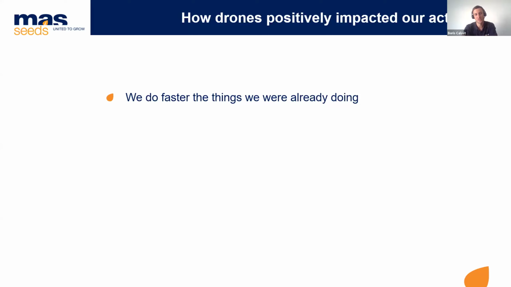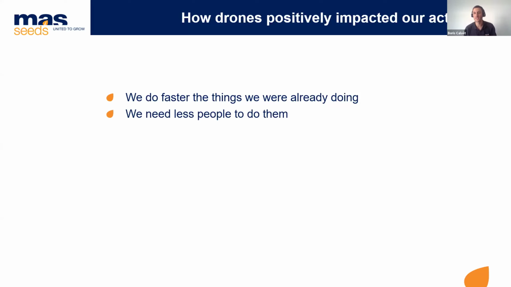So the first one is we do faster the things that we were already doing, right? So we were, for example, counting the plants on all of the field. That's something we've always been doing. We can still do that now, but expect faster because we're using the drones. Also, we need fewer people to do them. That can be important or not, depending on the size of your teams.